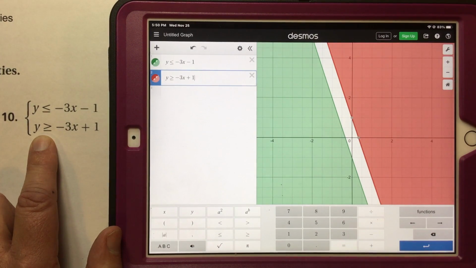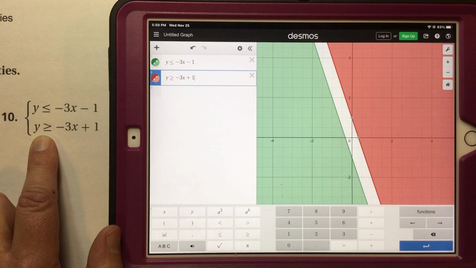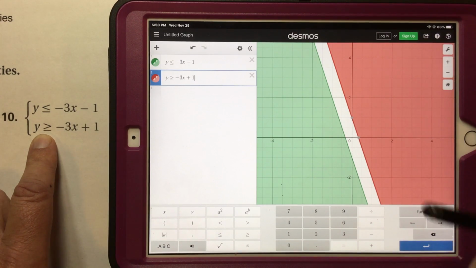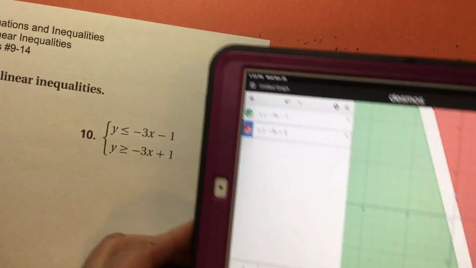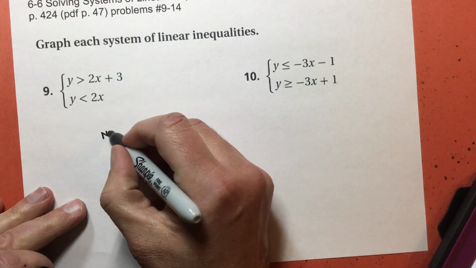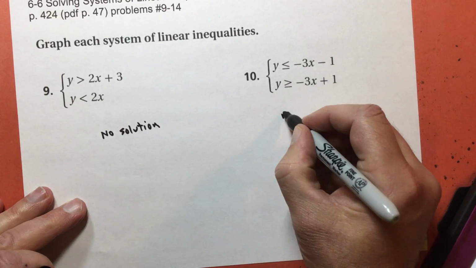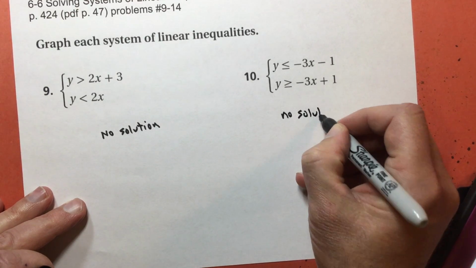So like the first one we did, number 9, we have this empty space between the two lines. And double check, make sure I did everything right. Yep. Let me make sure I typed it in right. We have this empty space, so again, there's no overlap. So I'm going to go back on these two. I'm going to write no solution, and this one also was no solution.